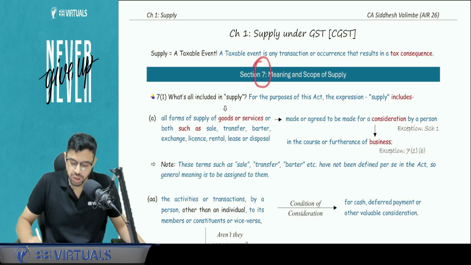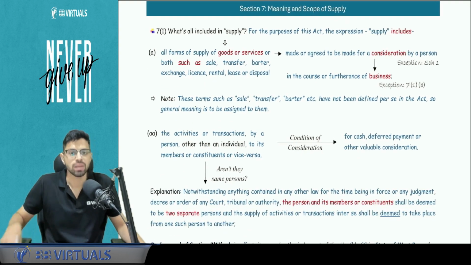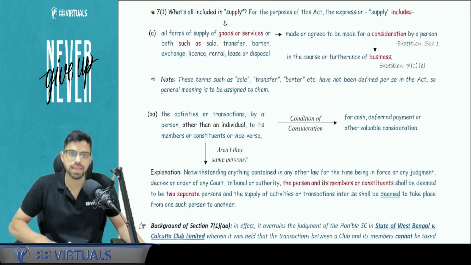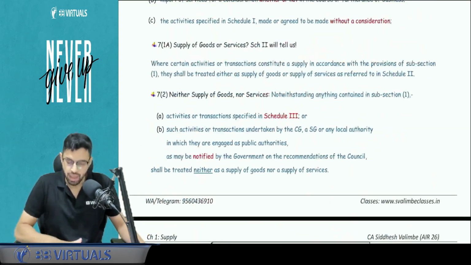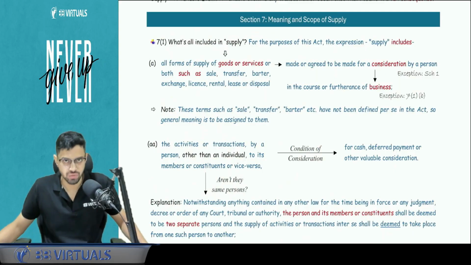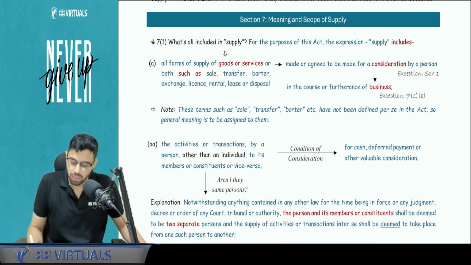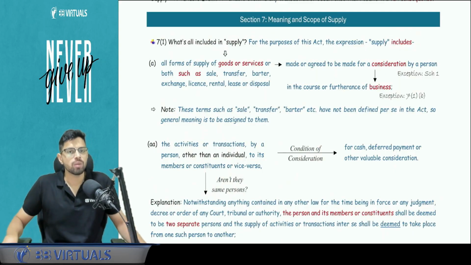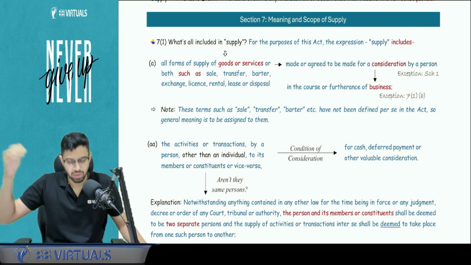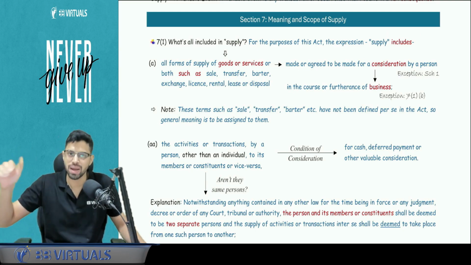Let's start formally with section number 7, meaning and scope of supply. So section number 7, subsection 1 is divided into 4 clauses, A, AA, B and C. Okay, then 1A and subsection 2. So section 7.1 basically talks about the parameters of supply. Important thing to understand is supply is an inclusive definition. The government is trying to play it safe. It is not an exhaustive definition. Means implies it is exhaustive, includes implies it is inclusive.